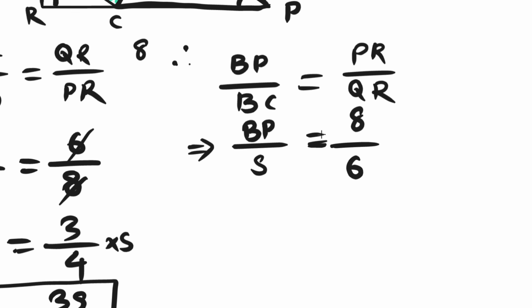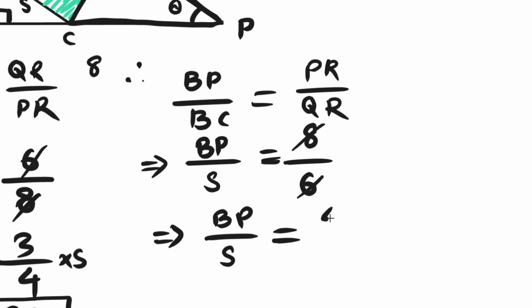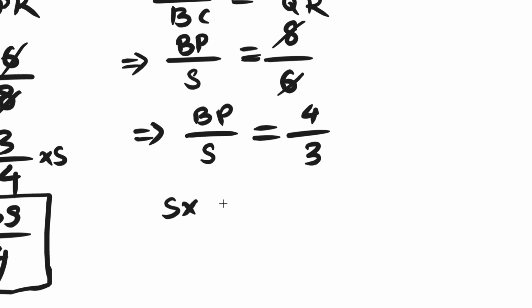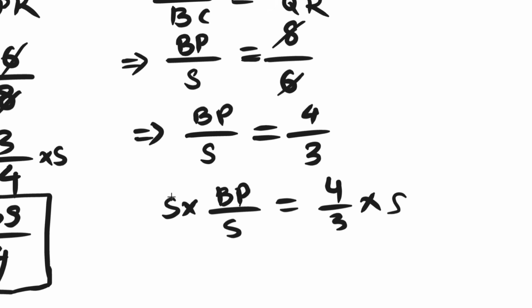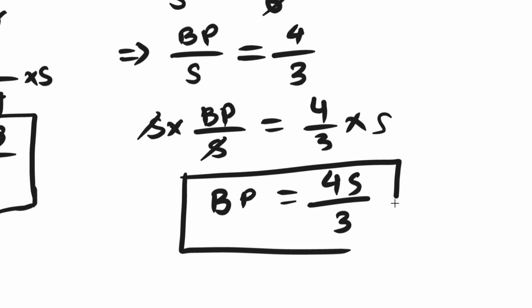Now simplify 8 divided by 6 by dividing both numerator and denominator by 2. That becomes 4 divided by 3. So we now have BP divided by S equals 4 divided by 3. Multiply both sides by S to isolate BP. The S on the left cancels, leaving BP, and on the right, we obtain 4S divided by 3. Therefore, BP equals 4S divided by 3.